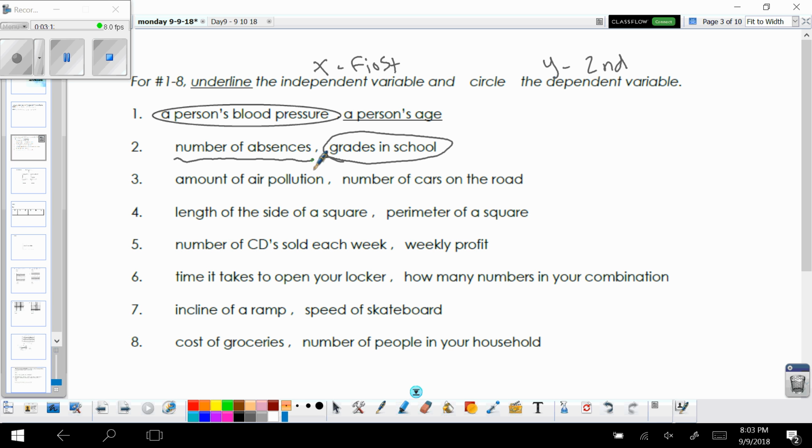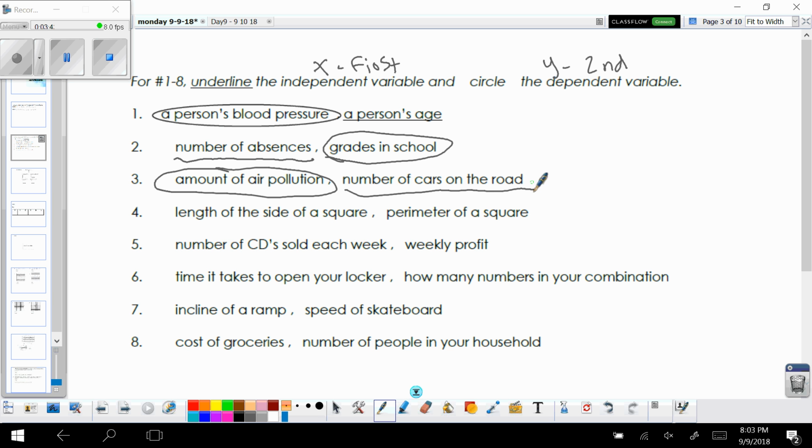Okay, amount of air pollution and the number of cars on the road. So does the amount of air pollution depend on the number of cars on the road? Or does the number of cars on the road depend on the amount of air pollution? Like before you drive to school, do you have to think about the air pollution? No, so the amount of air pollution depends, that's your dependent, on the number of cars on the road. Okay?